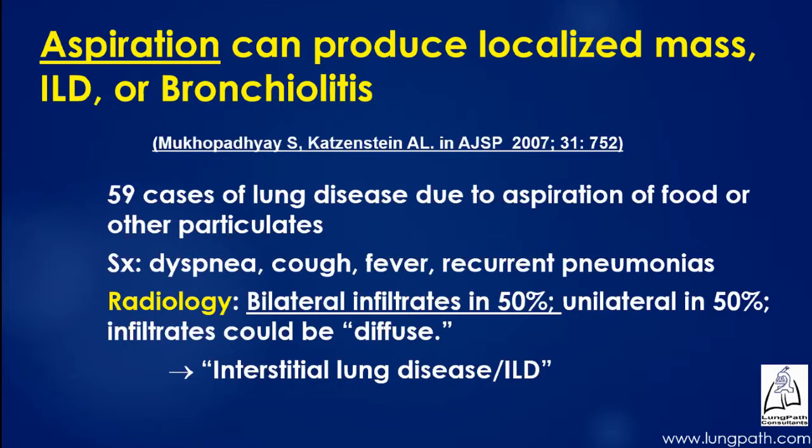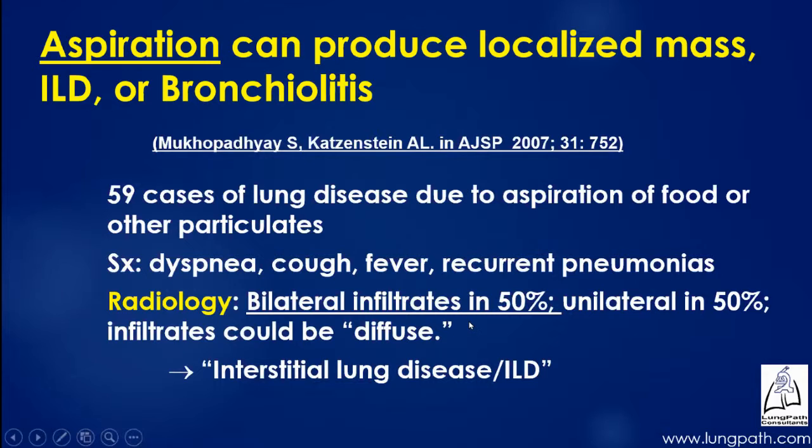These patients had the usual symptoms of lung disease, including recurrent pneumonias, but I would highlight the radiology. Bilateral infiltrates were present in 50%. And in some, they could be diffuse. In other words, aspiration can cause interstitial lung disease. We think of it as a localized mass or abscess in the superior segment of the right lower lobe. That's the most common place. But depending on somebody's position when they aspirate, they can aspirate all over the lungs and they can get diffuse lung disease.